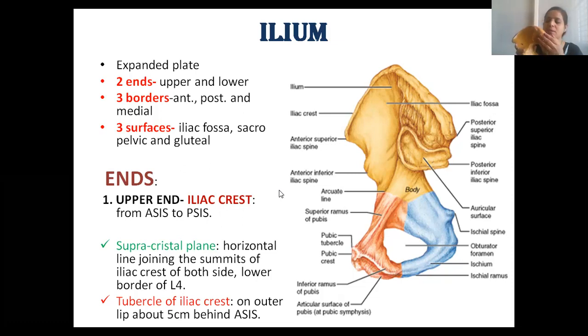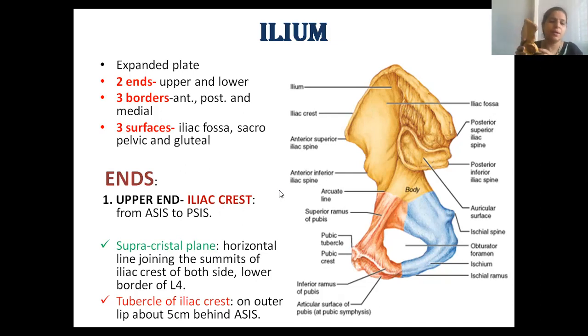Then this is the sacropelvic surface, which is quite rough. Outside, where the gluteal muscles are attached, this is the gluteal surface. So the upper end, this whole thing, is the iliac crest, which runs from the anterior superior iliac spine to the posterior superior iliac spine. That means between my two fingers, this whole thing that you can see, that is the upper end.